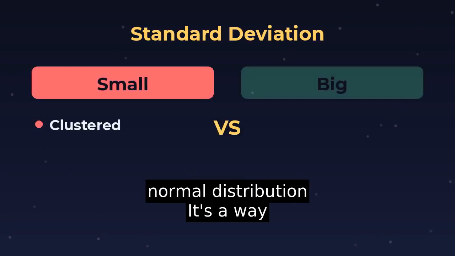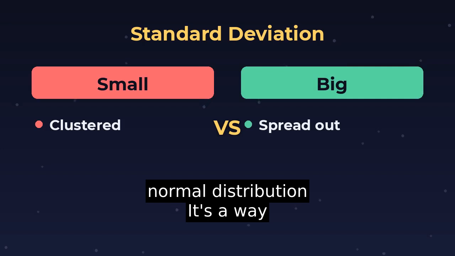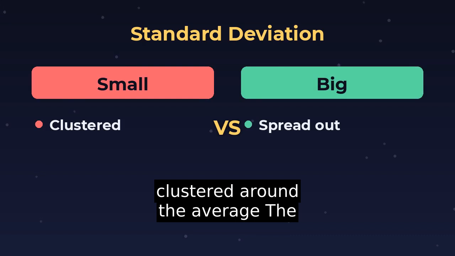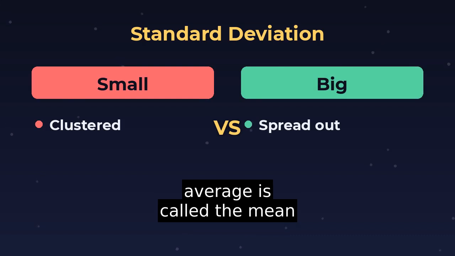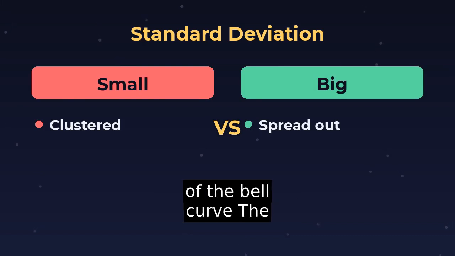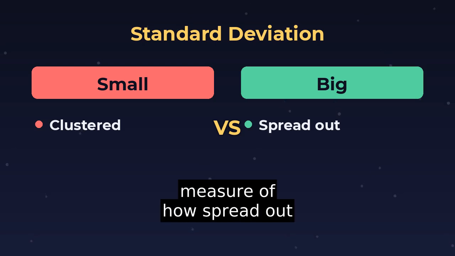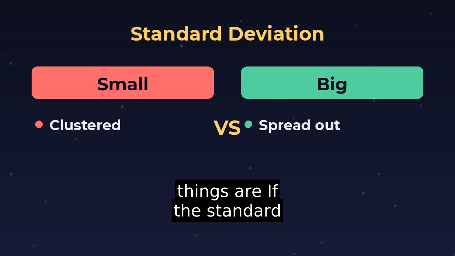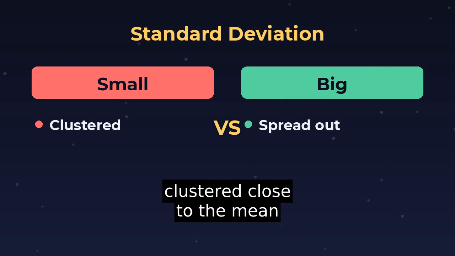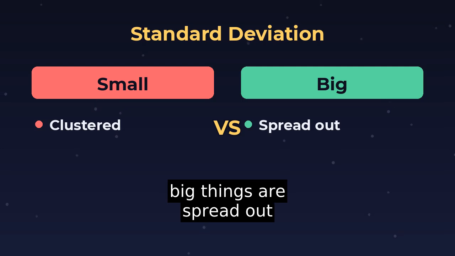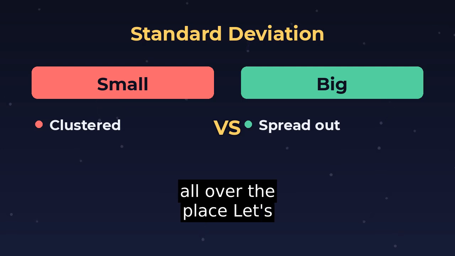So, what is a normal distribution? It's a way of showing how things are spread out, with most things clustered around the average. The average is called the mean, and it's like the middle of the bell curve. The standard deviation is like a measure of how spread out things are. If the standard deviation is small, things are clustered close to the mean. If the standard deviation is big, things are spread out all over the place.